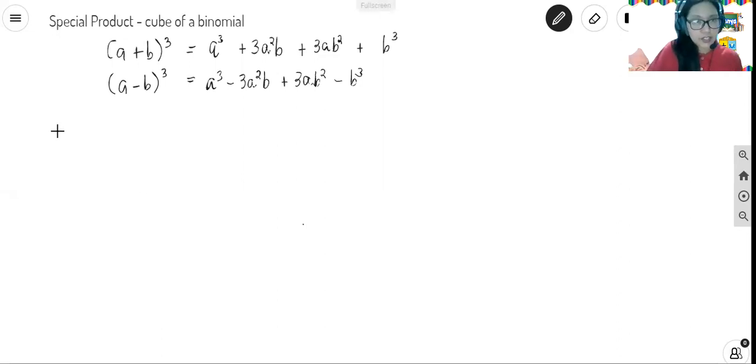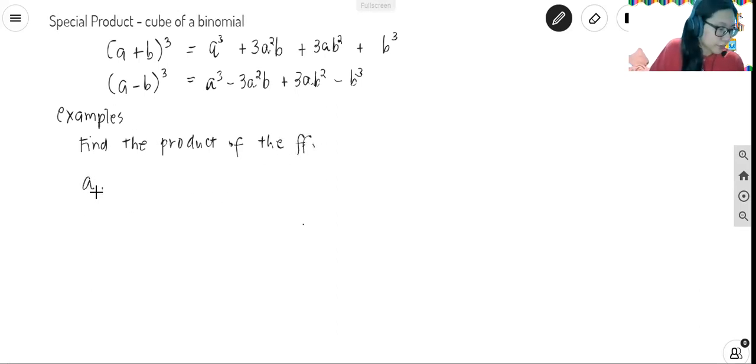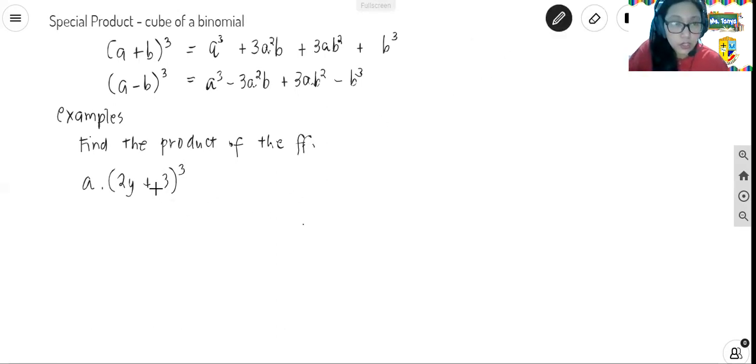So to concretize this one, let us practice. Let's have some examples. Let us find the product of the following. Let's have (2y plus 3) cubed. We'll just write it first: (2y plus 3) quantity cubed.